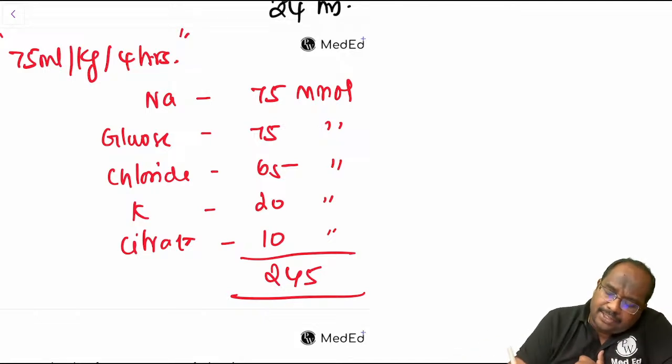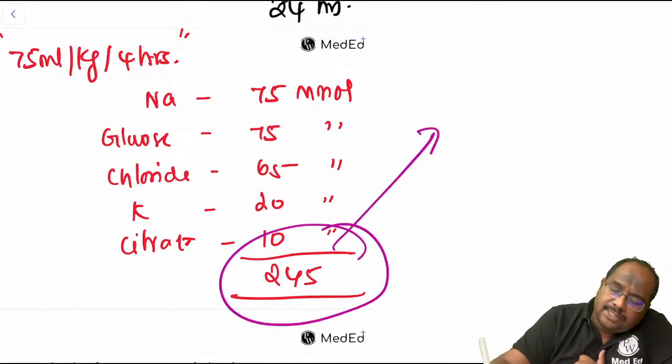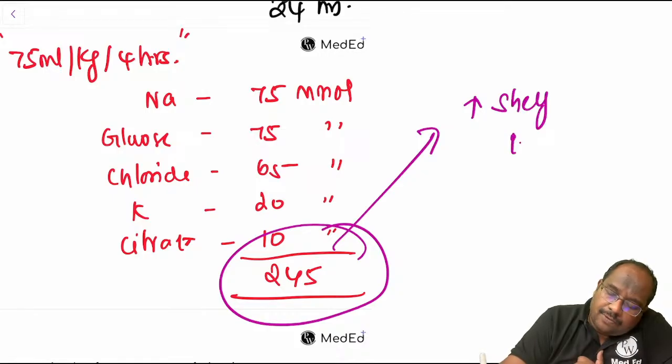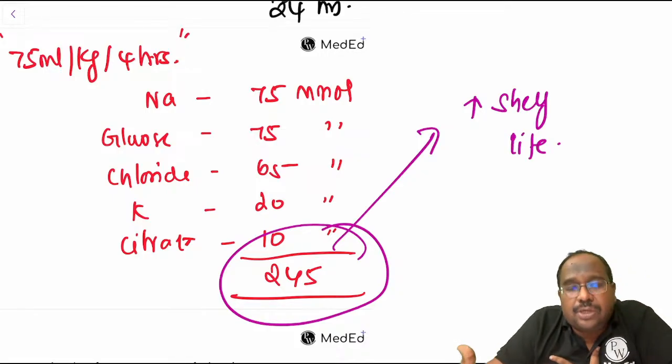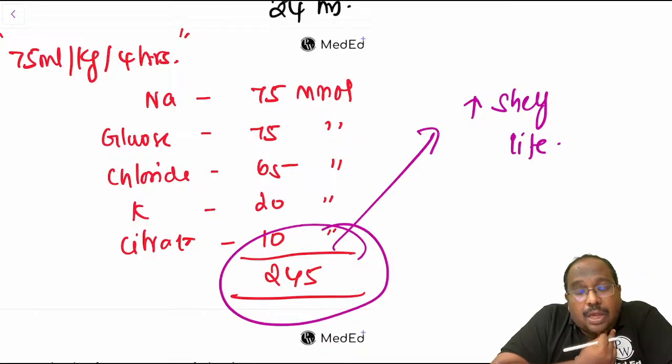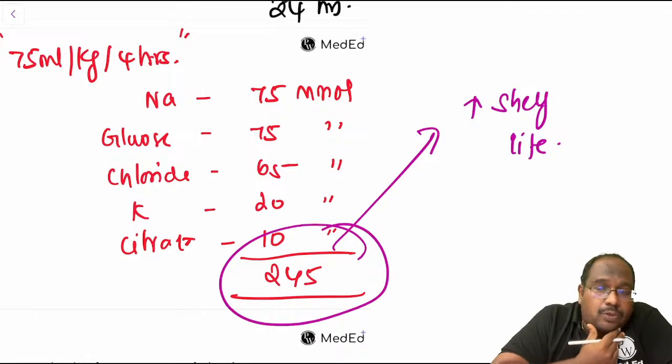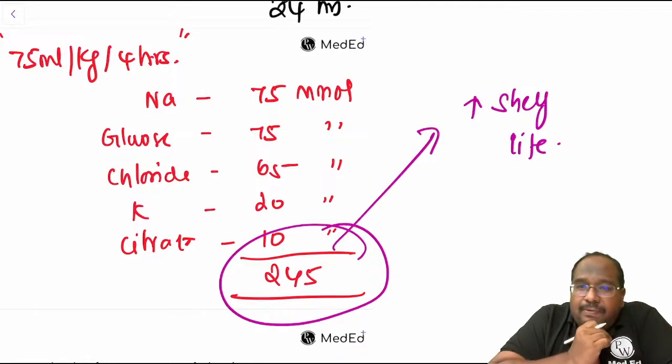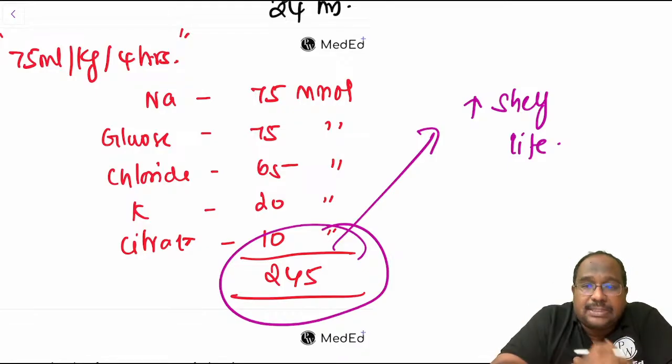What is the advantage? The advantage is increased shelf life. Shelf life means longer storage. When I was studying undergraduation, it was 330, guys. This one is 245 millimoles. Storage capacity will be longer, so that is the biggest advantage. It is considered one of the important medical discoveries of the last century.